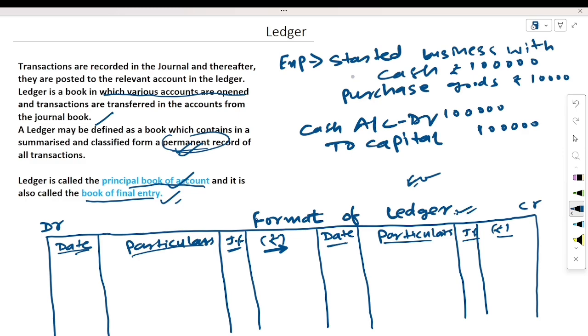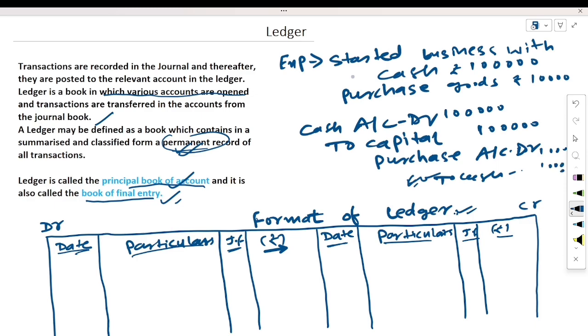Now the second transaction, purchase goods of rupees 10,000. What entry will you pass? We will pass the entry: purchase account debit to cash account. The amount we will write here is 10,000.